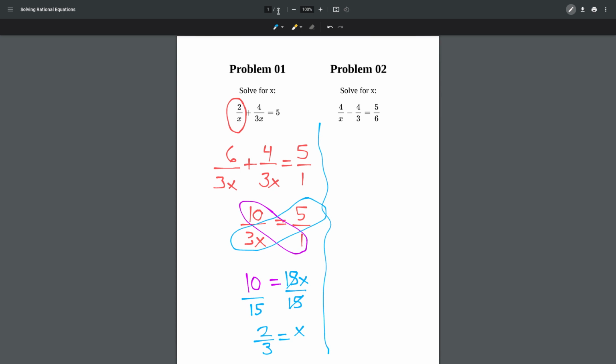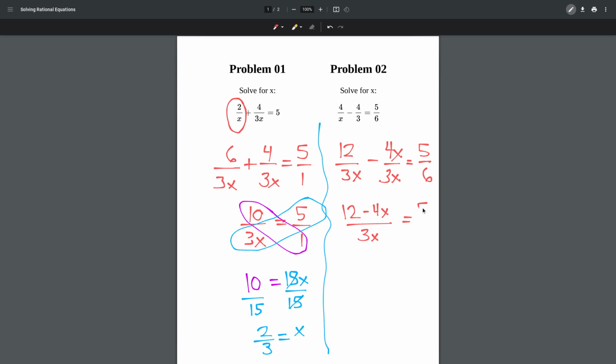Okay, let's go. So we've got 4 over x minus 4 over 3 equals 5 over 6. So I'm going to multiply this fraction by 3 over 3 to get 12 over 3x. And then I'm going to multiply this by x over x. So I'm going to have 4x over 3x. And that's going to equal 5 over 6. So the top will get 12 minus 4x over 3x.